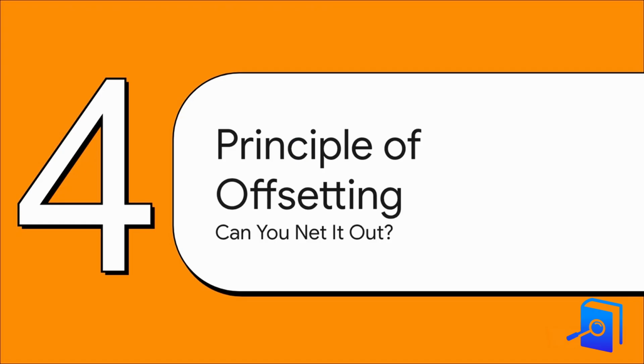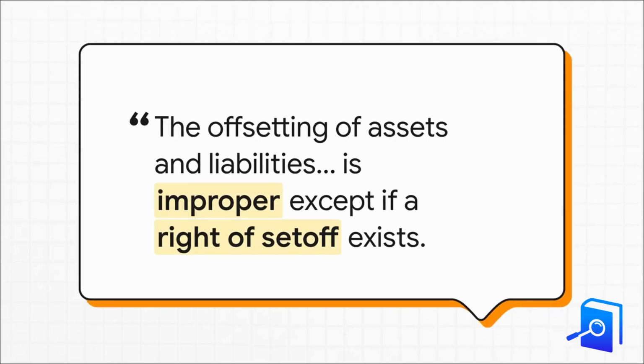Okay, this next part gets a little more technical, but it answers a really common question. Let's say you owe a company money, but they also happen to owe you money. Can you just show the net difference on your balance sheet? The rulebook starts with a very clear, very hard no. Generally speaking, offsetting is improper. You have to show the full picture.